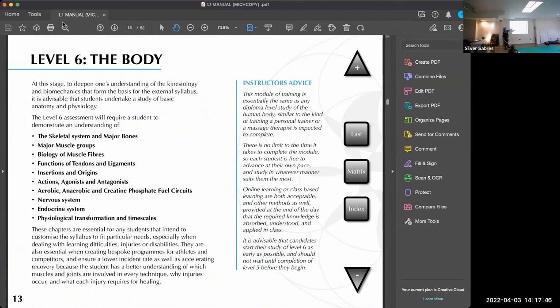Have I done all of this? Last paragraph. It is advisable that candidates start their study of level 6 as early as possible and should not wait until the completion of level 5 before they begin, which is a common theme that you're seeing running through. Right, last one.